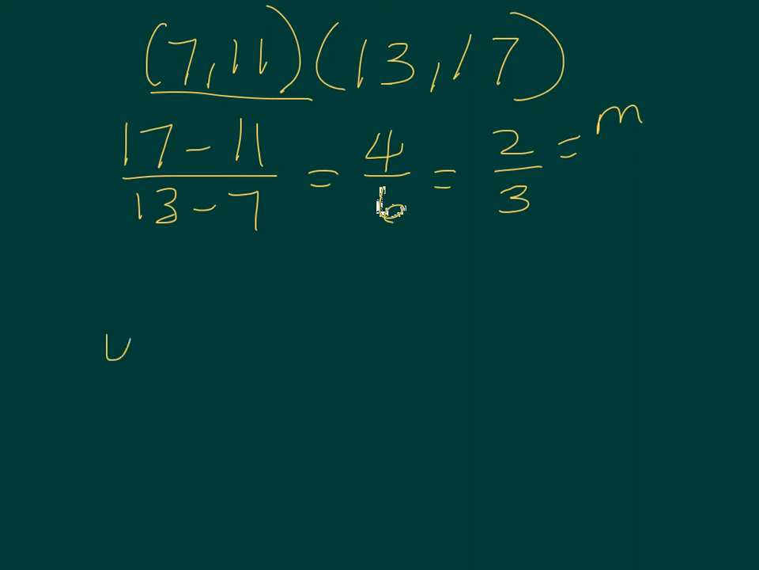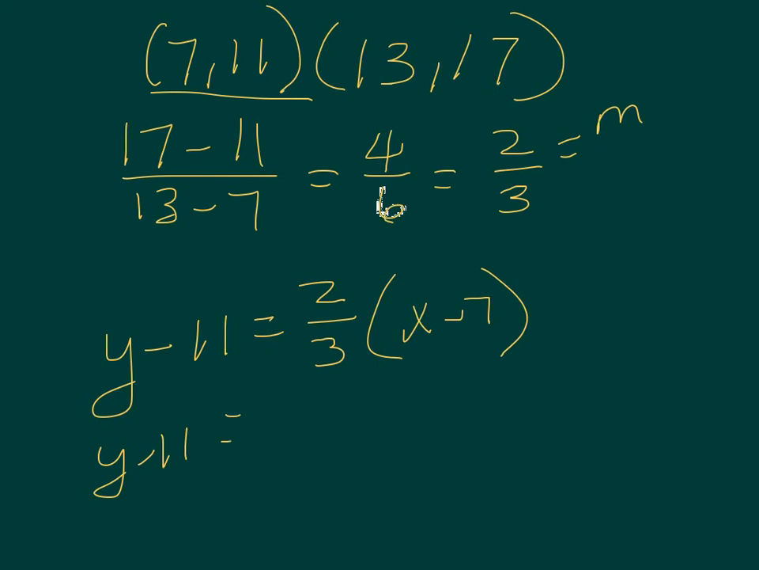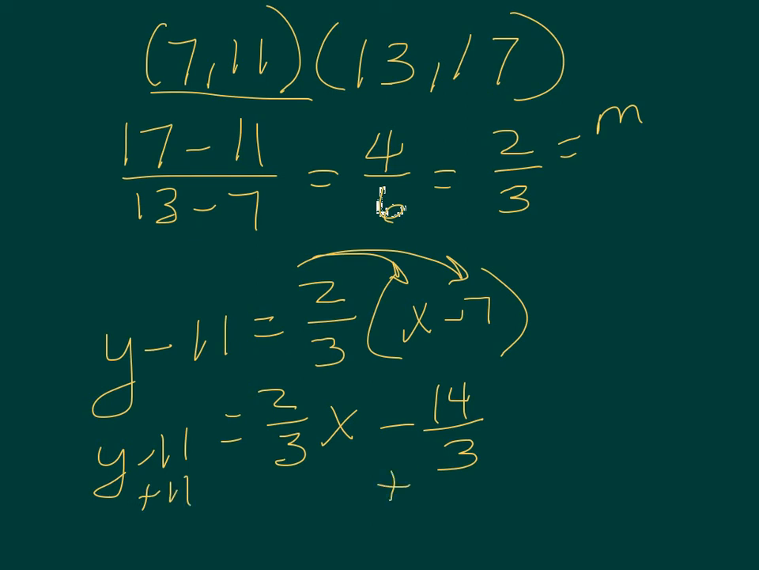I'm actually going to use this one right here, 7, 11. So y minus 11 equals 2/3 times x minus 7. This is going to be gross. Y minus 11 equals distributive property, 2/3 x minus 14/3. So I got to add 11 to both sides.